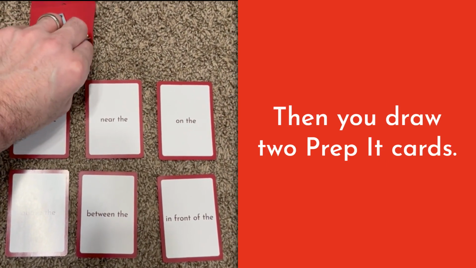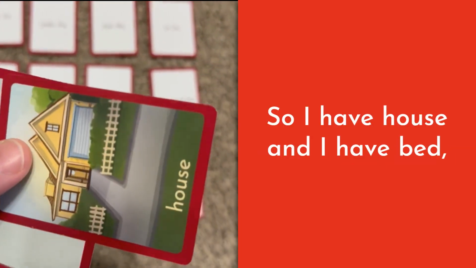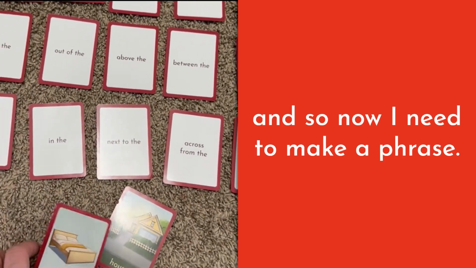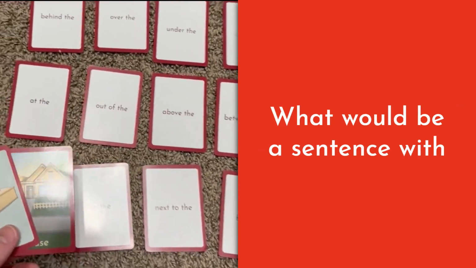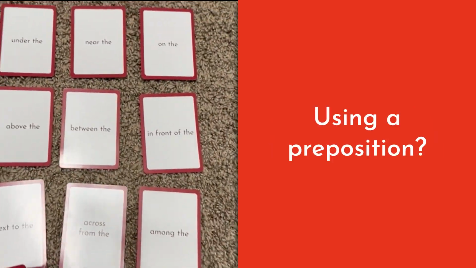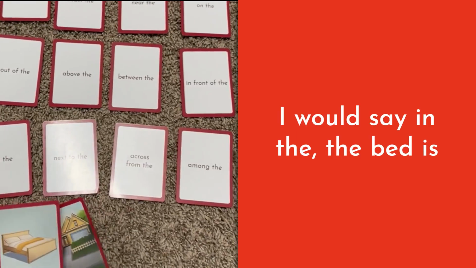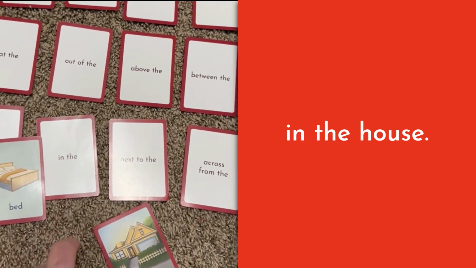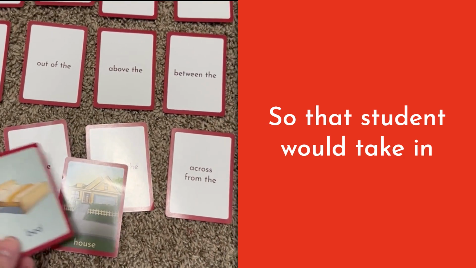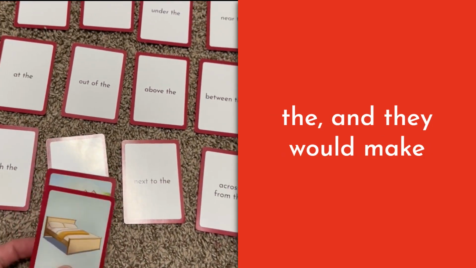Then you draw 2 Prep-It cards. So I have house and I have bed, and so now I need to make a phrase. What would be a sentence with bed and house using a preposition? Let's find out. I would say in the bed is in the house. So the bed is in the house. So that student would take in the, and they would make this sentence.